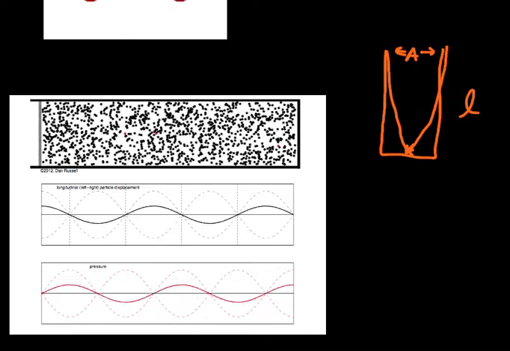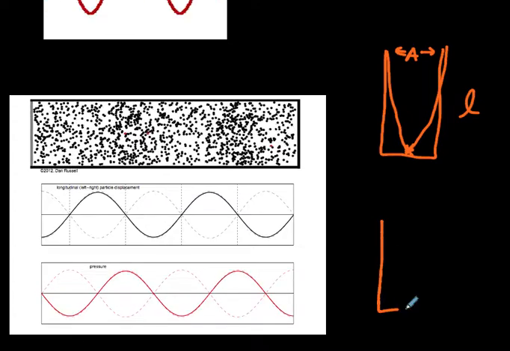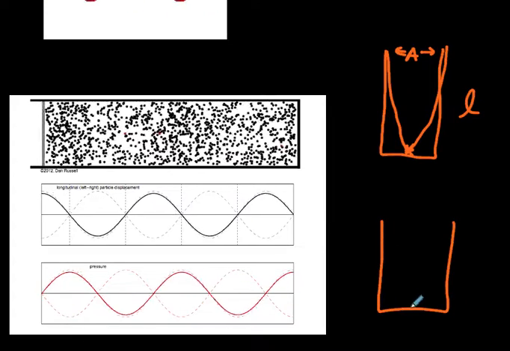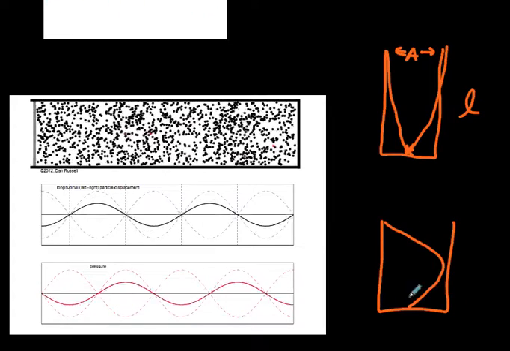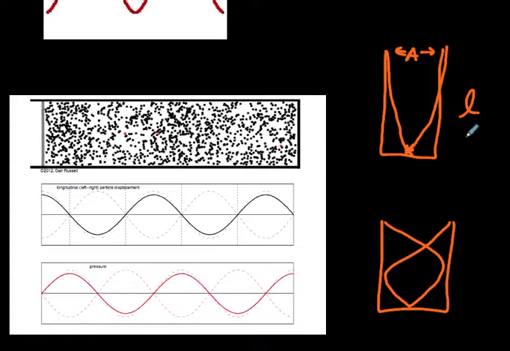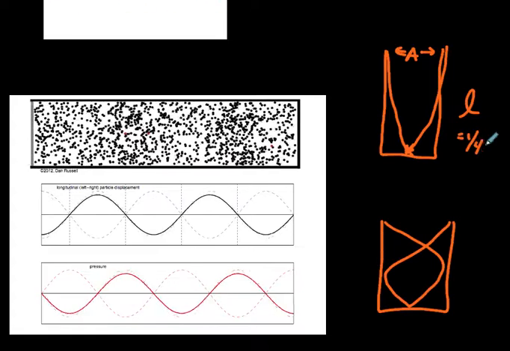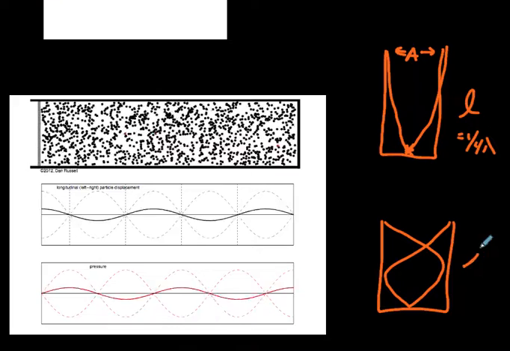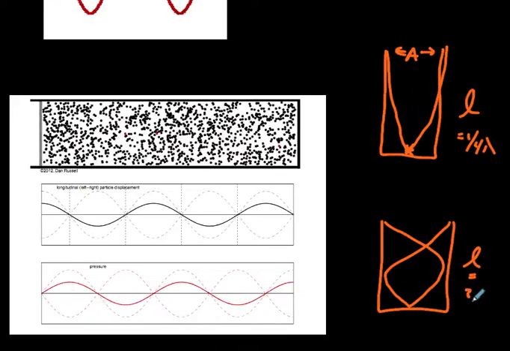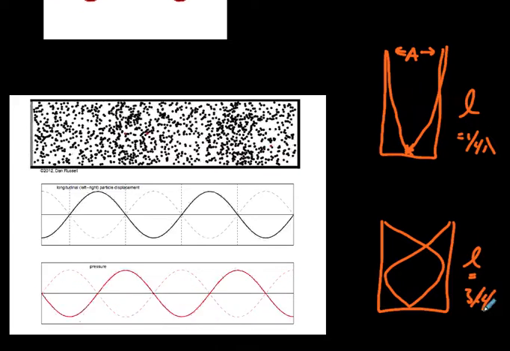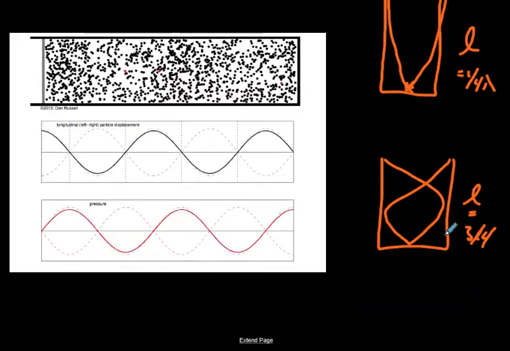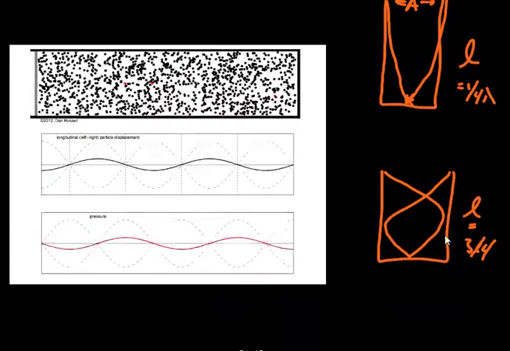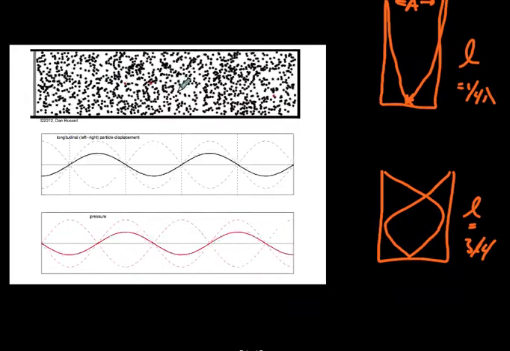Let me get my pen to work here. So you'd get one that's like that. Okay. So here you have an L that's equal to 1/4 of a wavelength. Here you have an L that's equal to 3/4 of a wavelength. Your next one will come at 1 1/4, 1 3/4, and so on. Okay. So this is represented here.